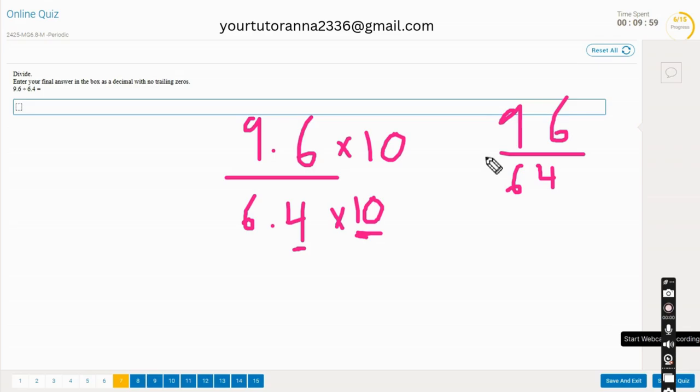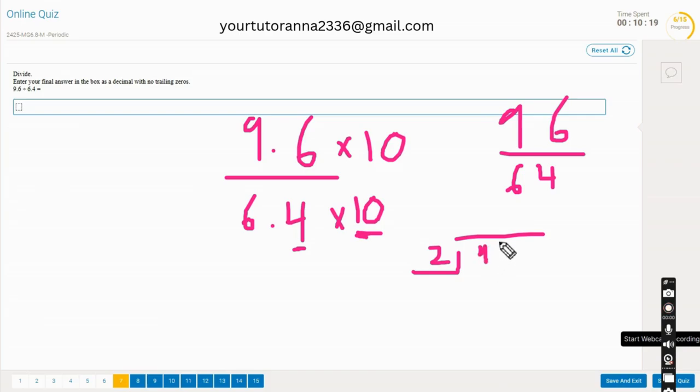Now, remember, can we do any divisibility rules here? So 9 plus 6 is 15, and 6 plus 4 is 10. No, 3 and 1 we can't do. But we can do 2 because they're both even, right? So we can simplify it first.